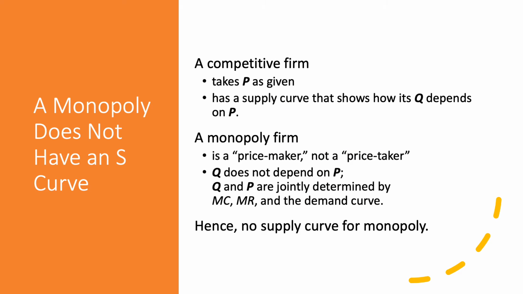So comparing again the monopoly to perfect competition, a competitive firm takes prices as given and has a supply curve that shows how Q depends on price. However, a monopolist is a price maker. Quantity does not depend on price. Quantity and price are jointly determined by MC and MR and the demand curve. Hence, there is no supply curve for a monopoly, as it is the sole producer in the market.